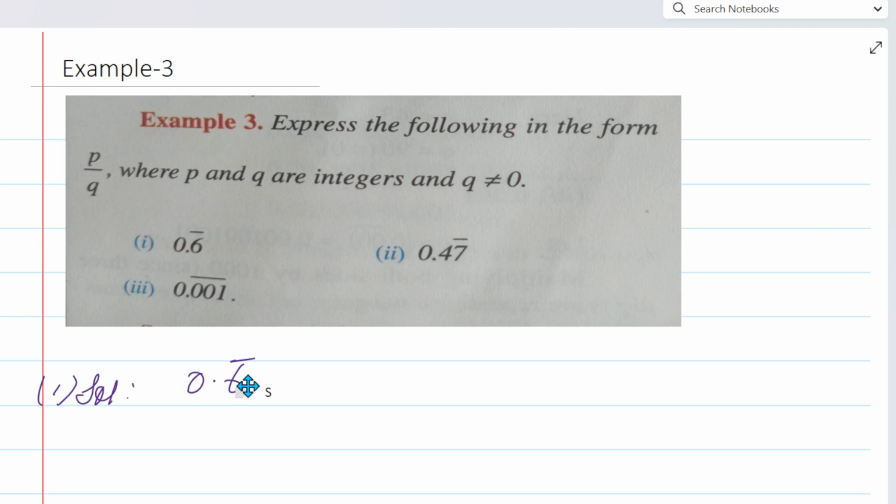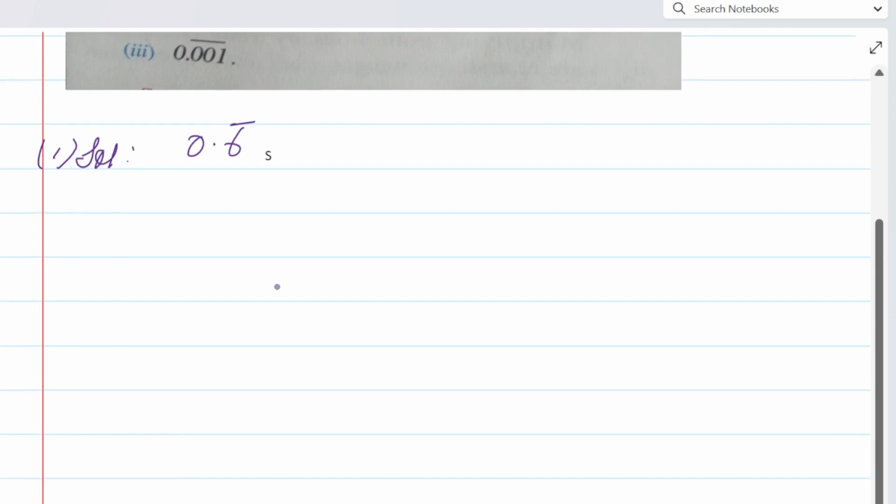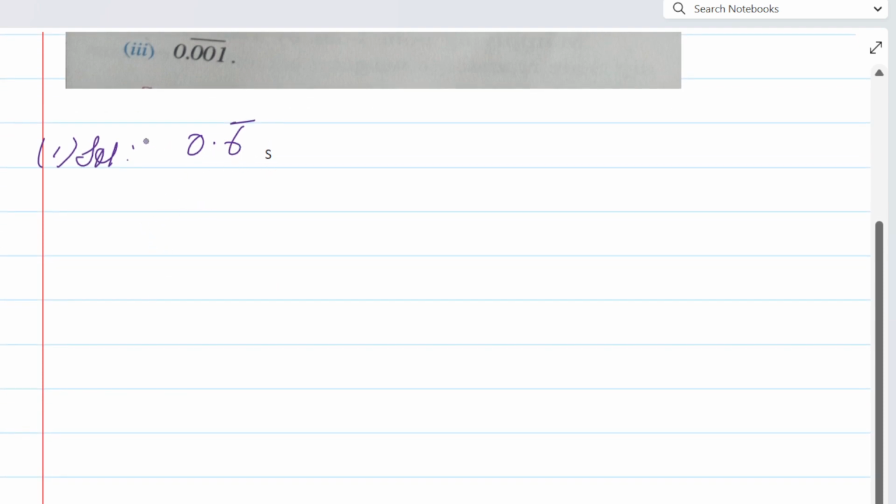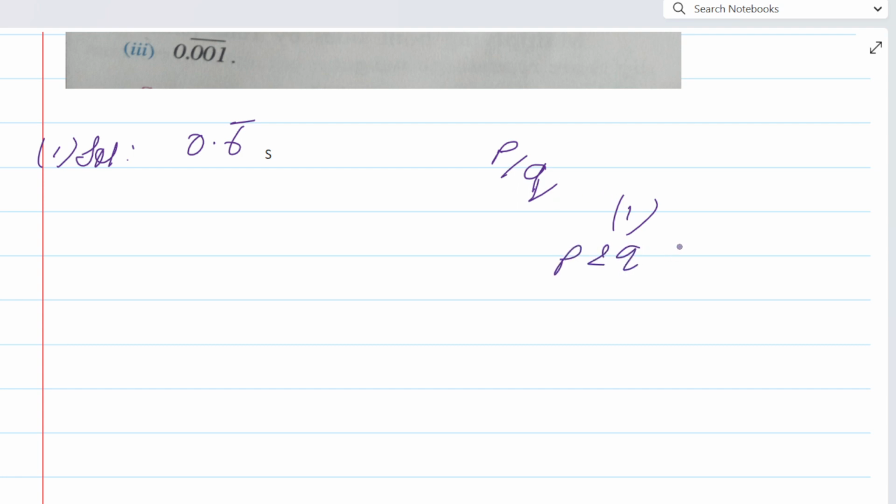0.6 bar. What is the question? The question is that we have to express this 0.6 bar in the form of p by q. Okay, what are the conditions? Condition number 1, that both p and q should be integers. As we know, what are integers?